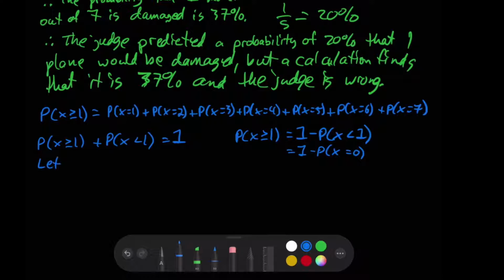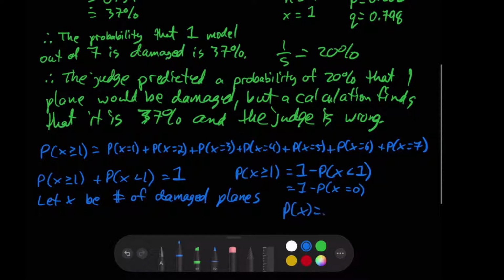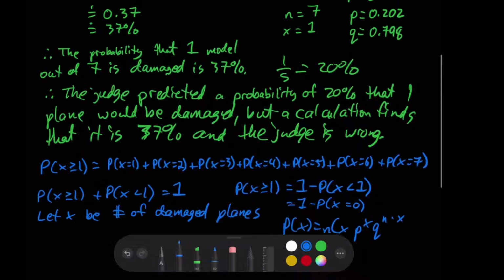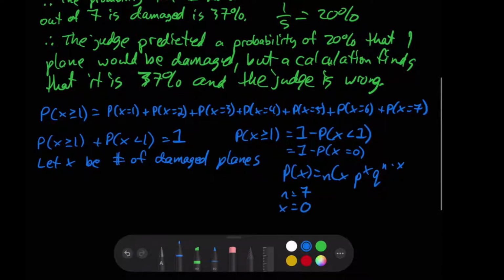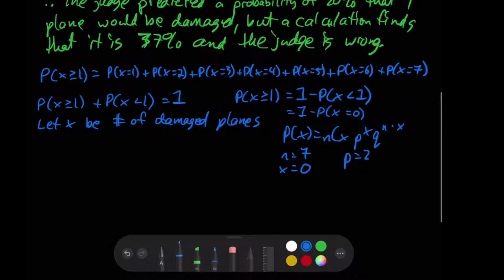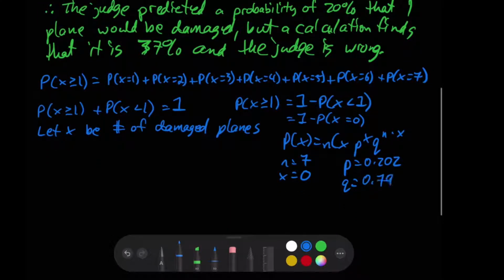So once again, just to remind us, let x be number of damaged planes. So we've defined success as damaged. Let's carry down our values from above. So I have the same formula, p of x, nCx, p to the x, q to the n minus x. My n value is 7 trials. My number of successes, so x is set equal to 0. My probability of success, where success is damaged, is 0.202. And my probability of failure, that is not being damaged, is 0.798.